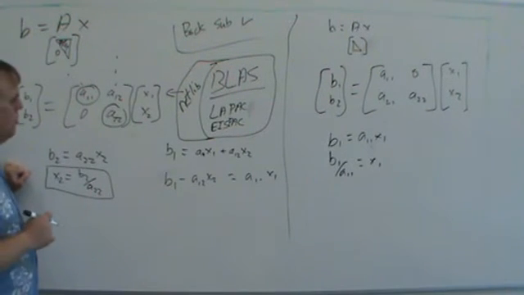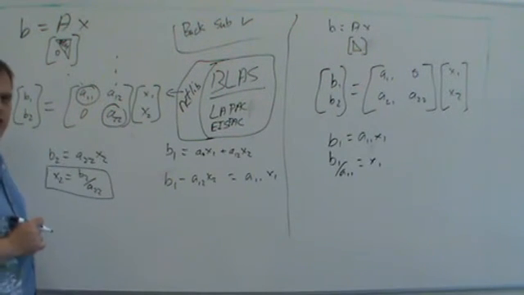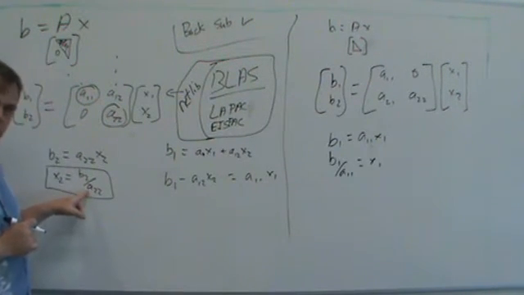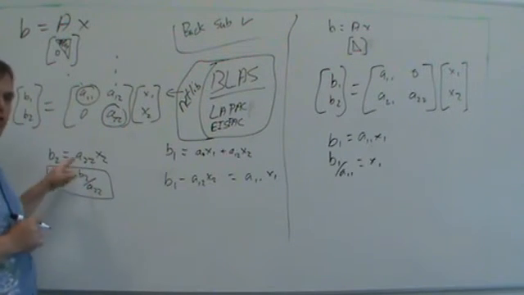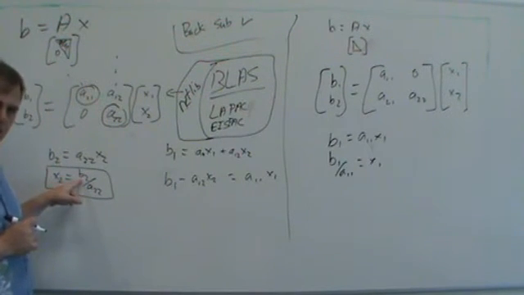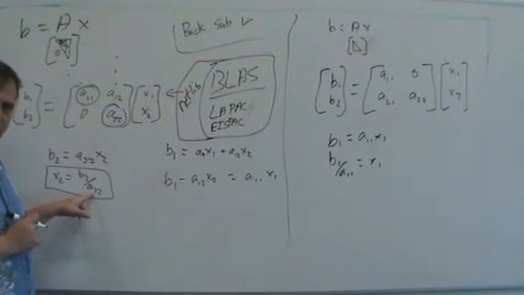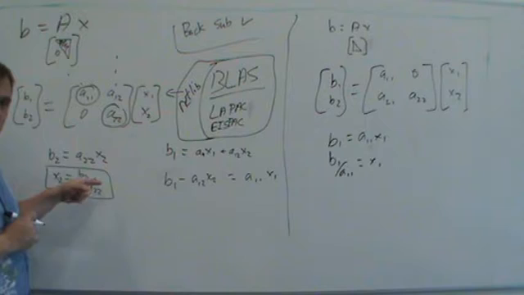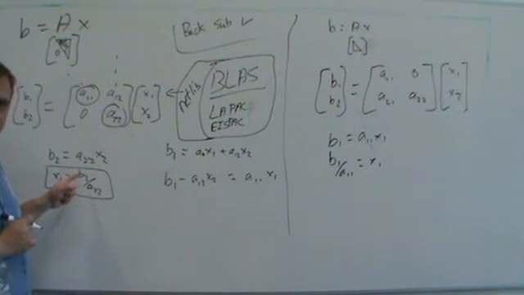A22 can't be 0. But what happens if A22 is really small? 1 over something small is really big. So this can be huge. What if there were some errors in B2? When I measured it, there were some errors. And then I'm dividing by something small, which is multiplied by something big. What happens to the errors?